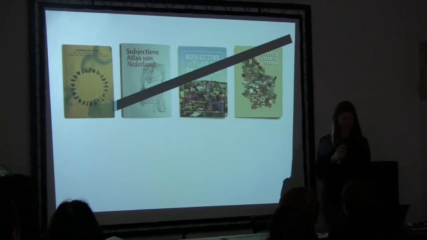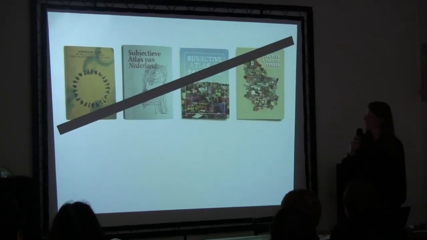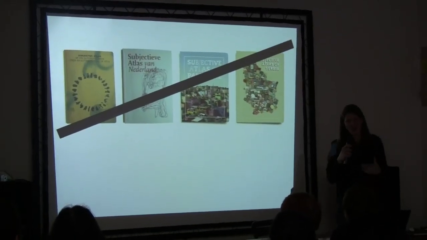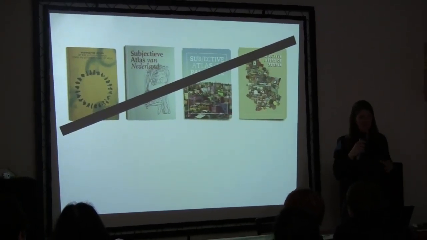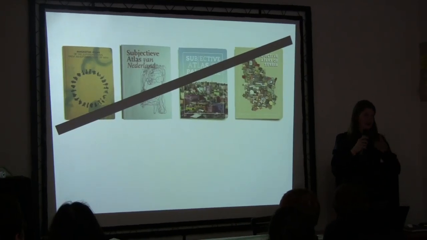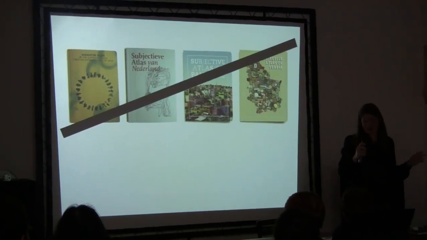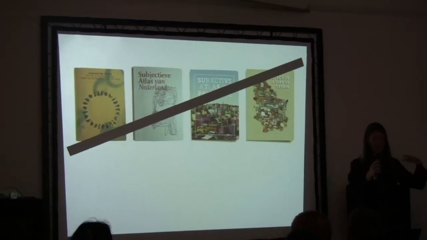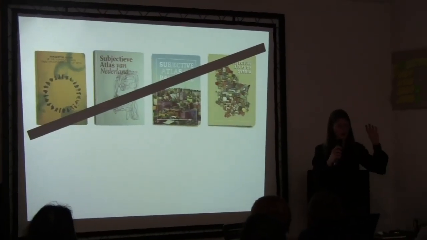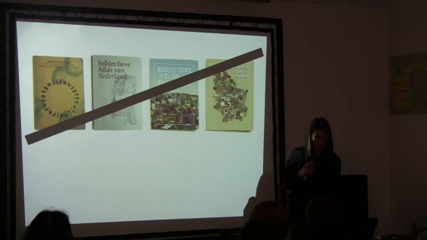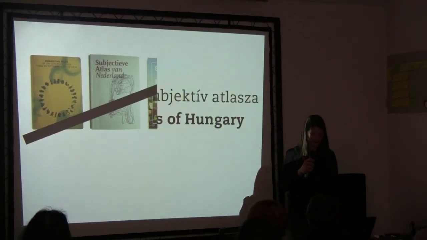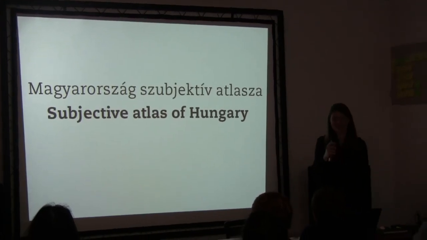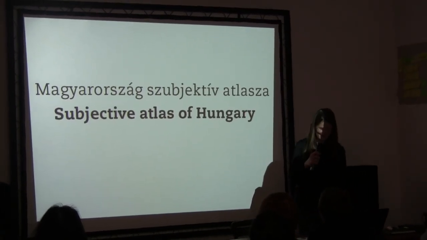So my presentation was actually not about the atlases, but about showing how you can use design as visual strategies in order to create more democratic space, in the sense of showing alternative voices, alternative images, other ways of thinking, other ways of visualizing things. But it was also an introduction to the subjective others of Hungary. I will tell more about that in two months.